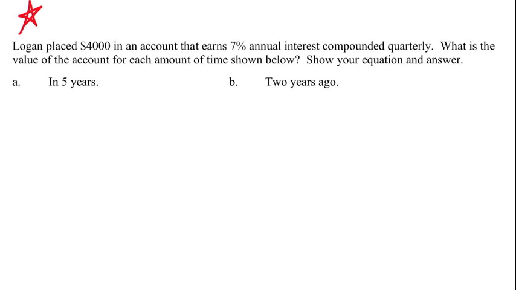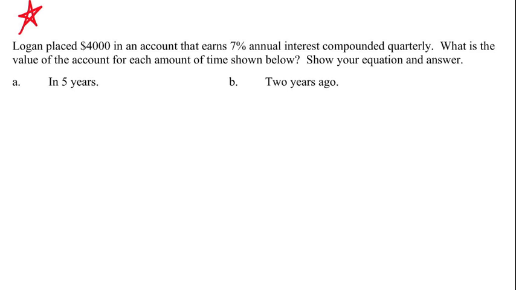So Logan placed $4,000 in an account that earned 7% annual interest compounded quarterly. Okay. So it says, what is the value of the account for each amount of time shown below? Show your equation and your answer.